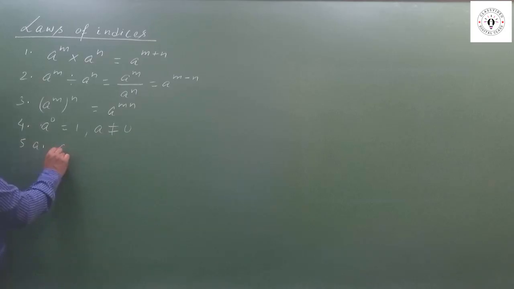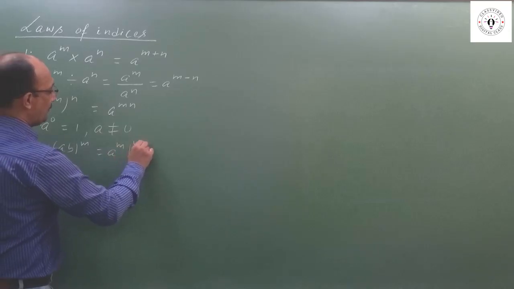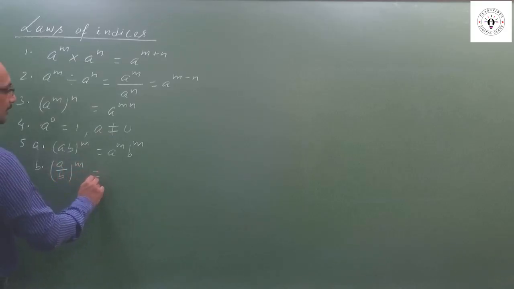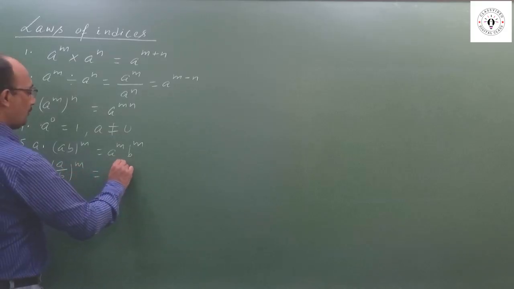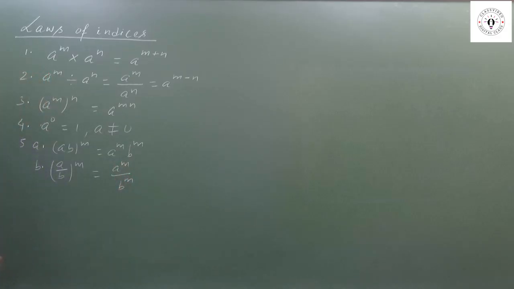Fifth, a into b whole to the power m equals a to the power m, b to the power m. Similarly, in terms of division also, if you have a upon b whole to the power m, then this can be written as a to the power m upon b to the power m.